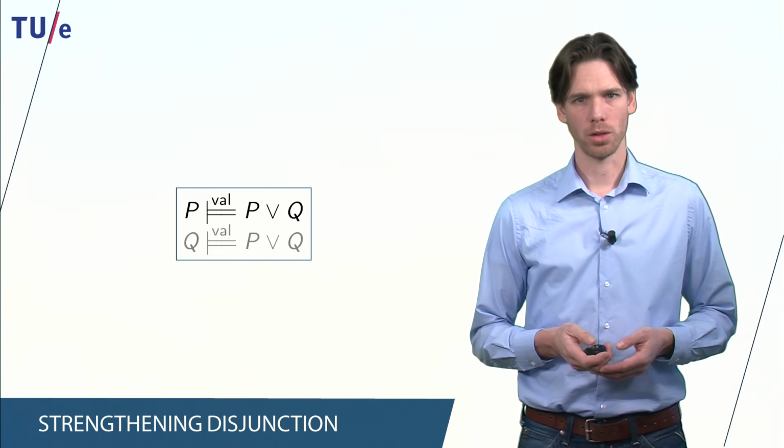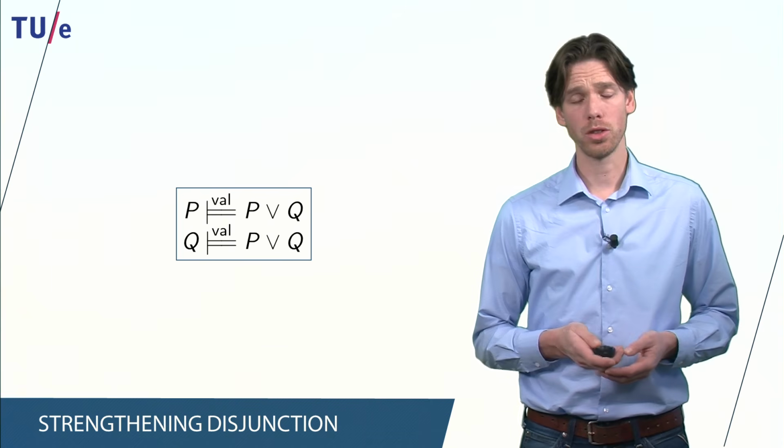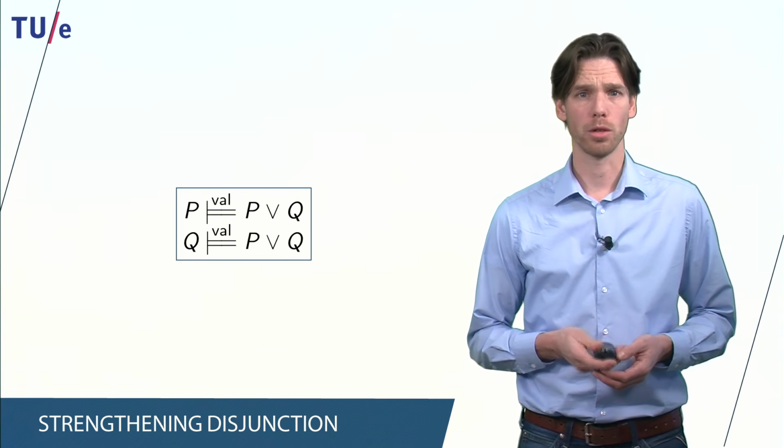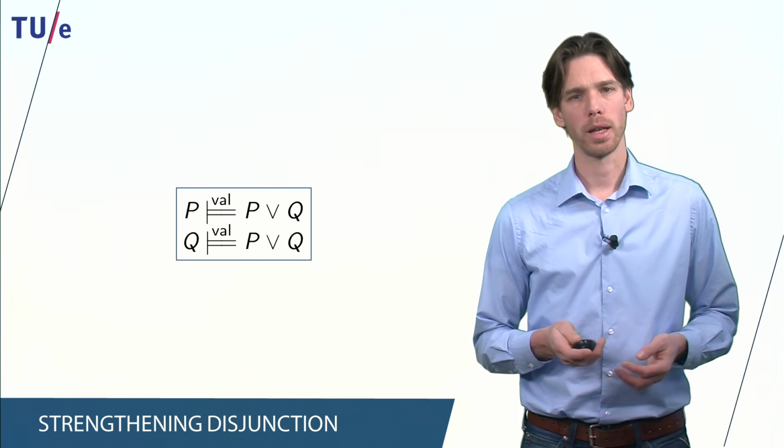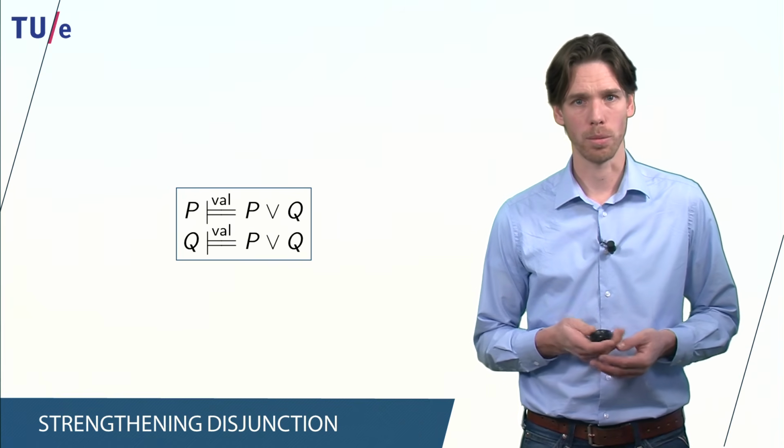Now let's consider disjunction. So a disjunction is always a logical consequence of both its disjuncts. So P is stronger than P or Q on the one hand, and on the other hand Q is stronger than P or Q.